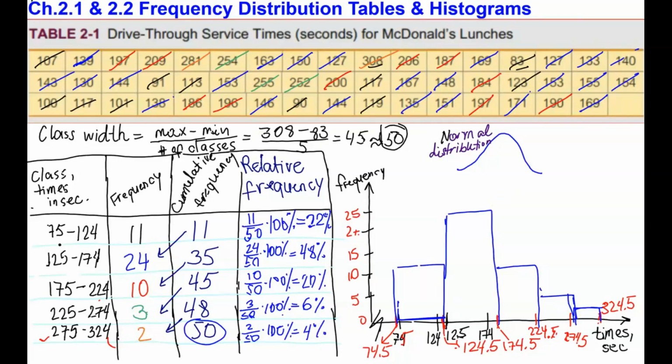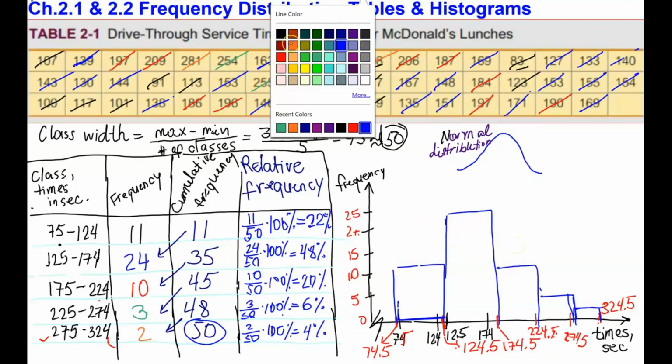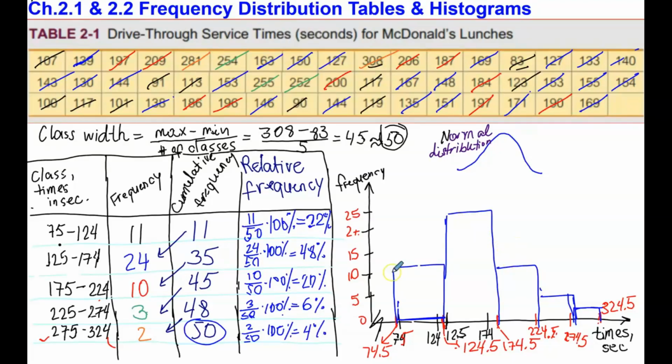We can also connect the tops of our bars by connecting the midpoints. The class midpoint is located between the lower and the upper class limit. To find the class midpoint, add the lower class limit plus the upper class limit and divide it by 2. Now connect the midpoints. Now we can clearly see the distribution of our data. It has almost normal distribution but a little bit skewed to the right.